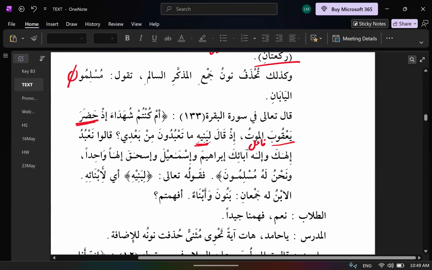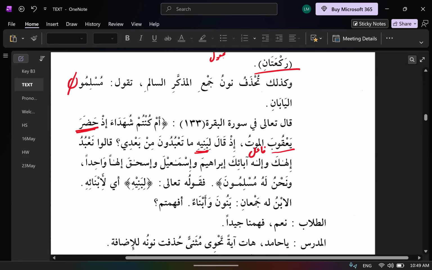So we have ibnun, which is singular, right? Ustad, is this al-mawtu the mudaf ilayh? No, it is the fa'il. And Yaqubu is the maf'ul bihi. Okay. So ibnun is singular, which means a son.